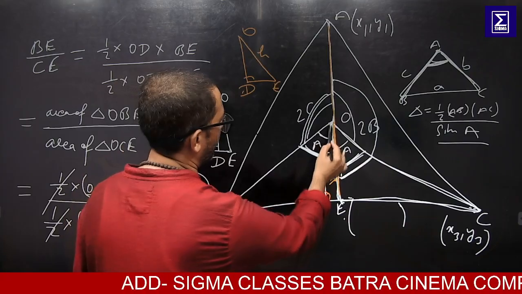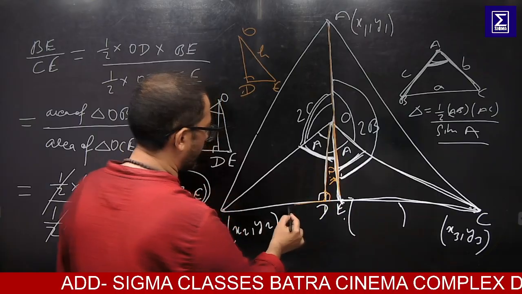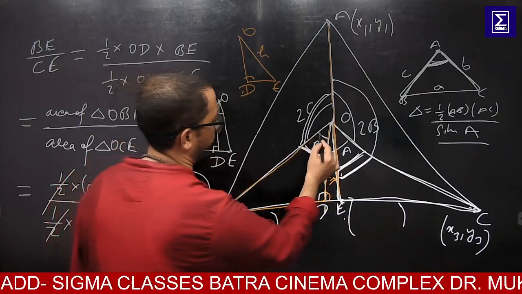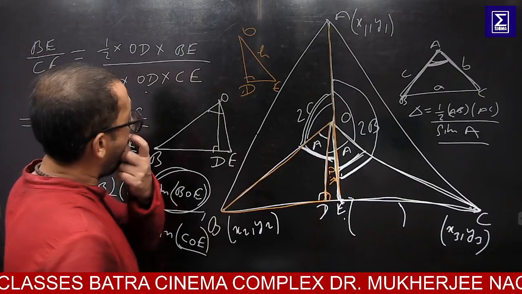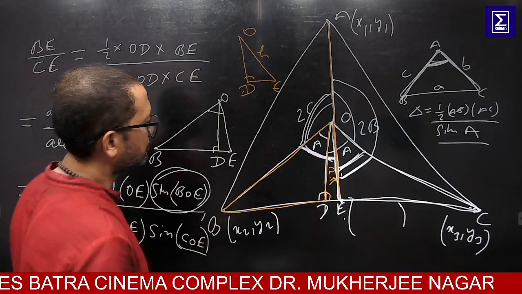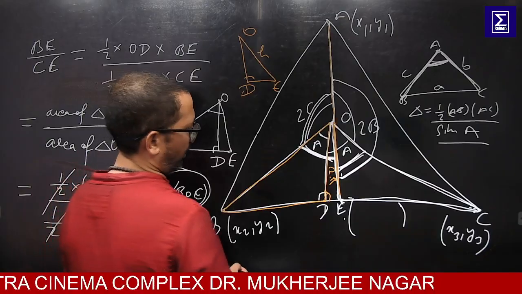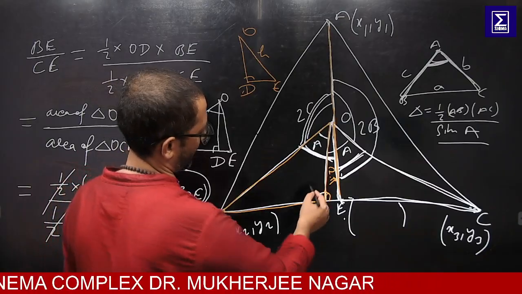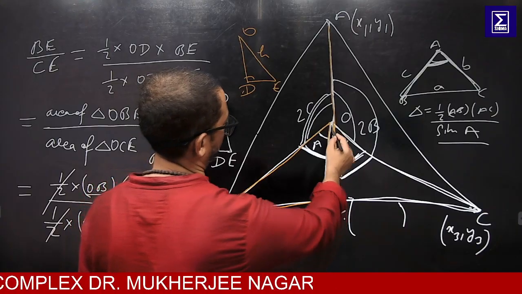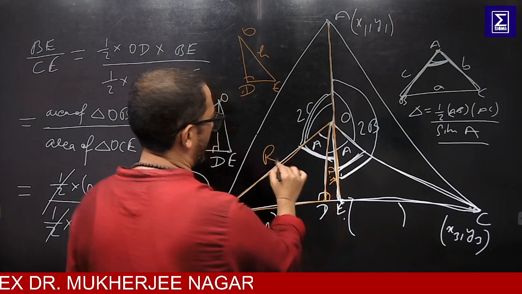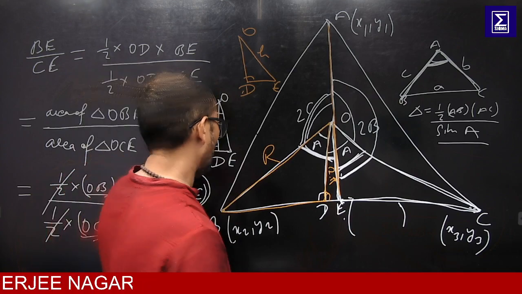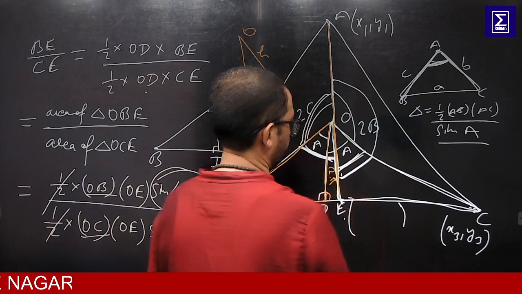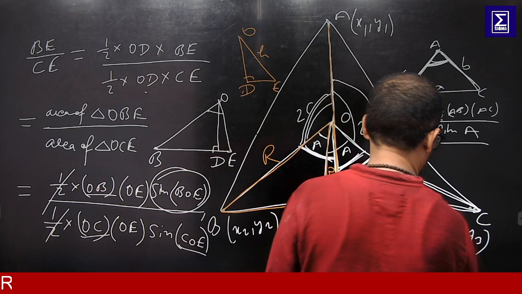So how to get OD? OD we can get in this relation, in this triangle. For OD, this is already R, yes or no? Triangle OBD. So let us see here.